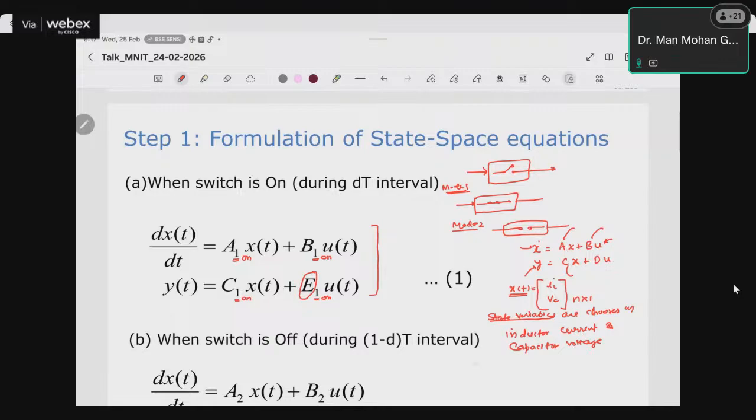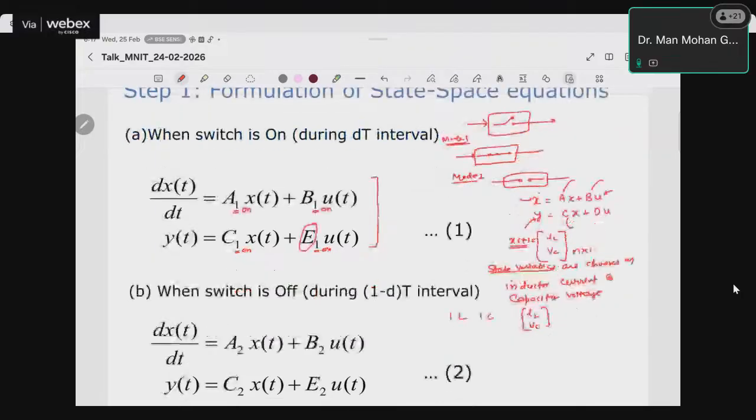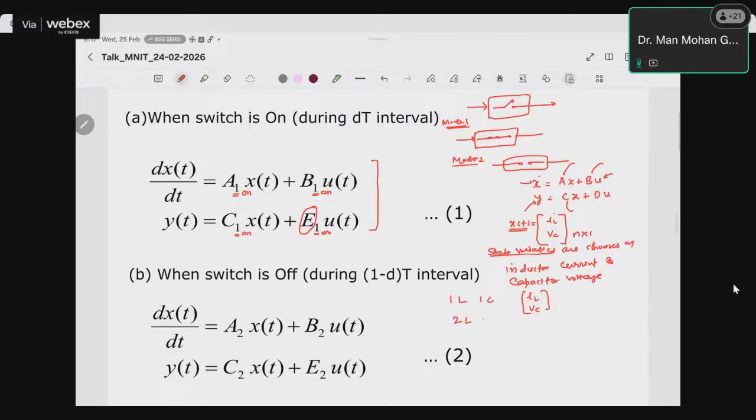If there is only one inductor and one capacitor, then there is one IL and one VC. If there are two inductors and one capacitor, this is a third order system. In this case, there will be two inductor currents IL1, IL2, and one capacitor voltage VC. There can also be a combination of one inductor and two capacitors. In that case, the states will be IL, VC1, VC2.